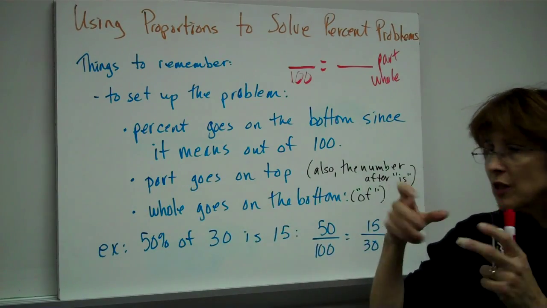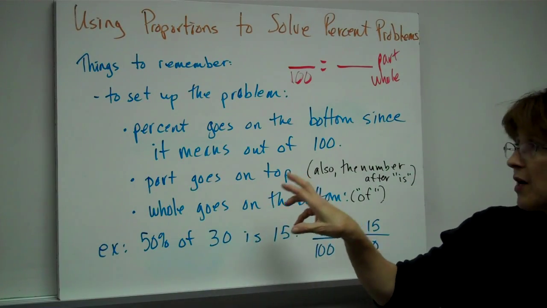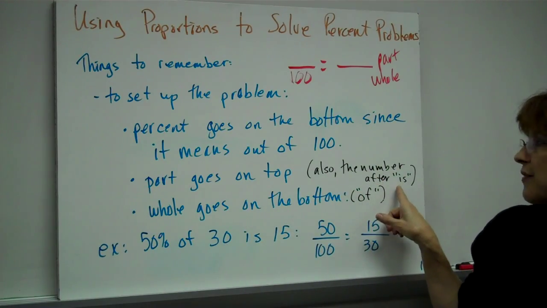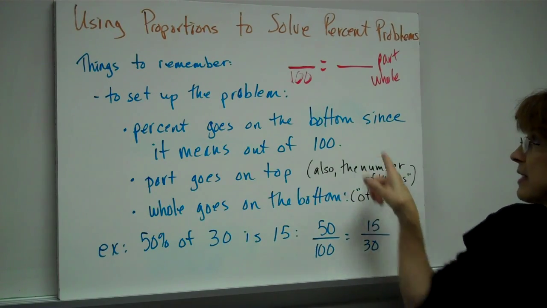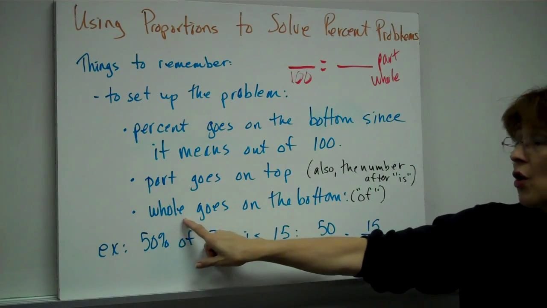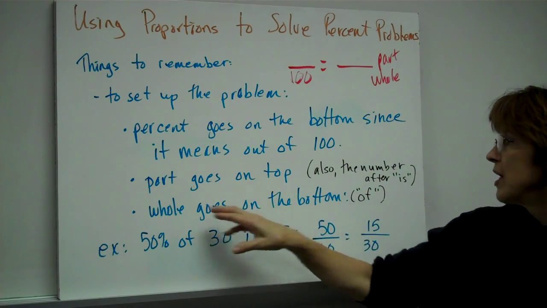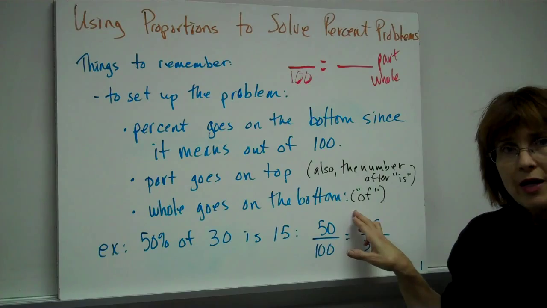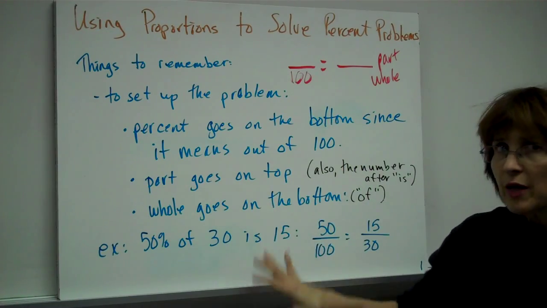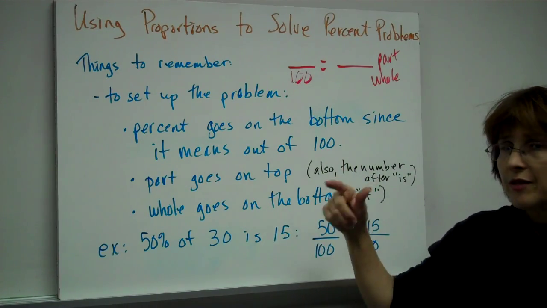Okay, the part that we don't know, or the part that we are given, it's also the number that's after the word "is", that's going to go on top. And the whole part, the whole thing, goes on the bottom, and that's usually around the word "of". You'll understand all this. You don't have to write all this down, because you're going to understand it through the examples.